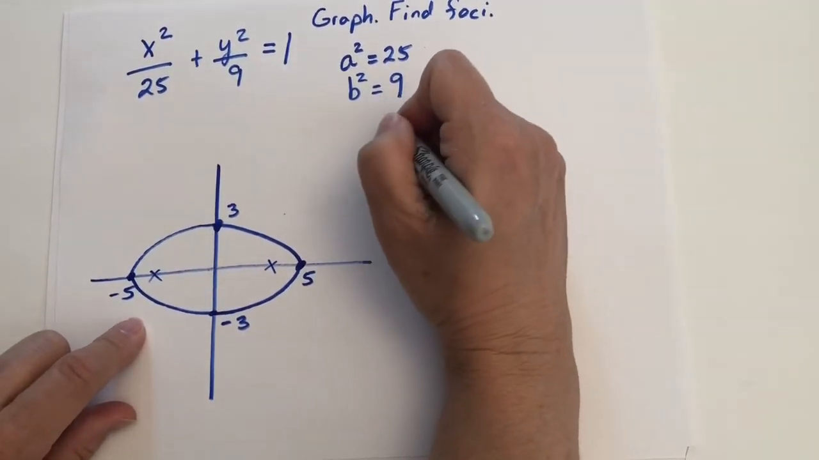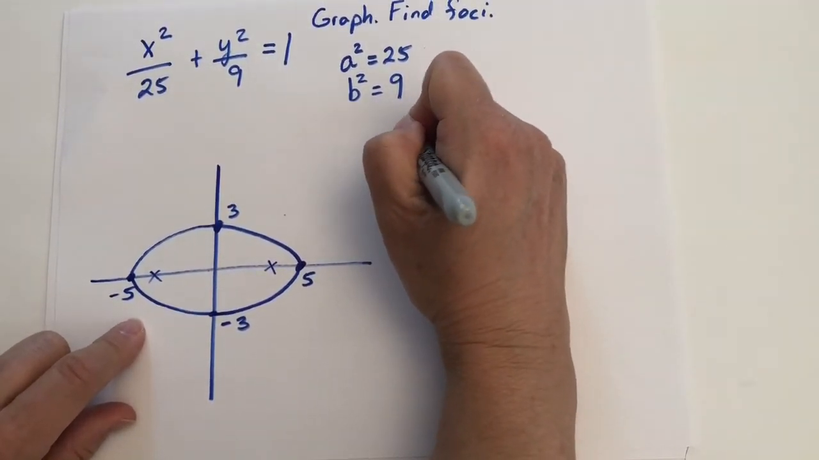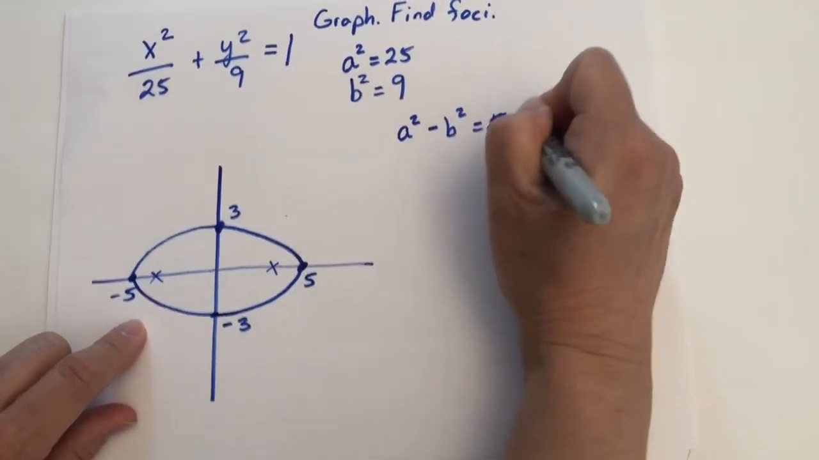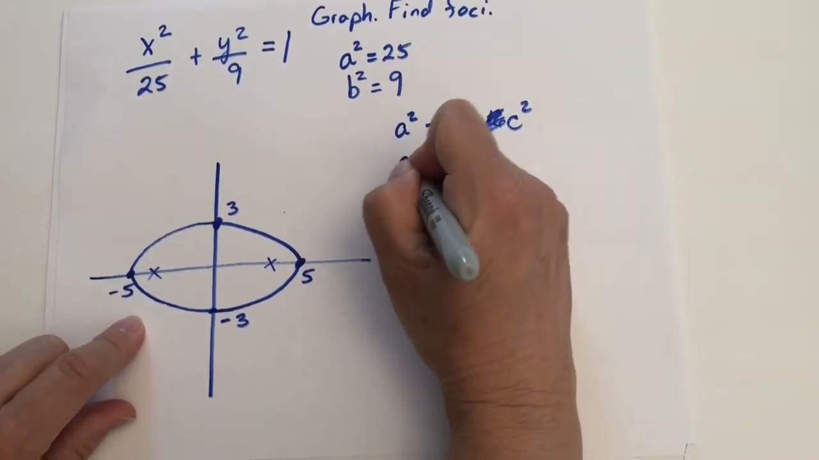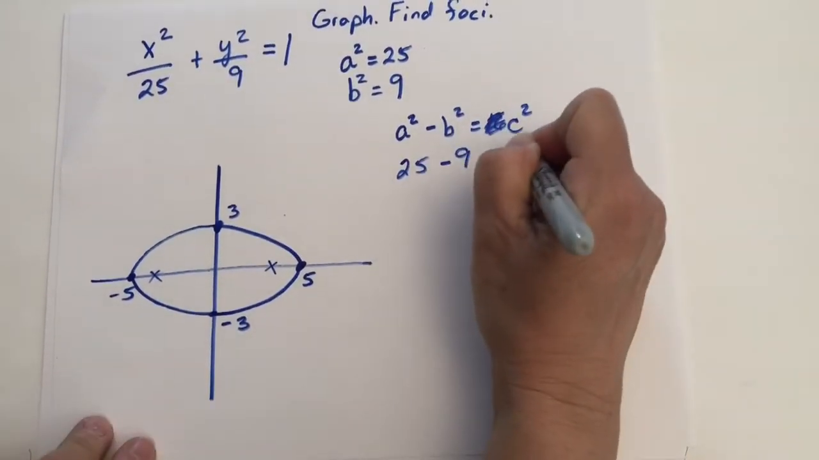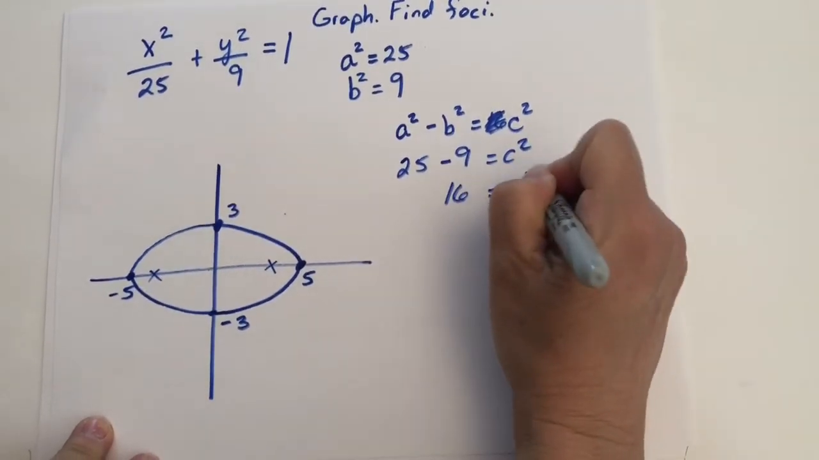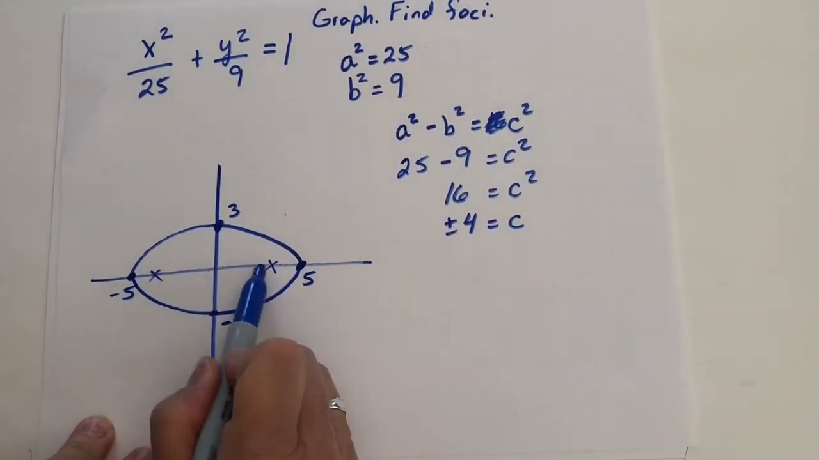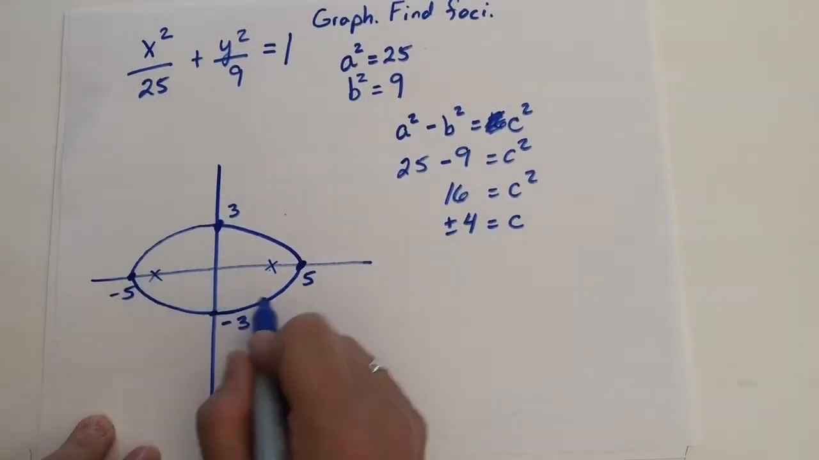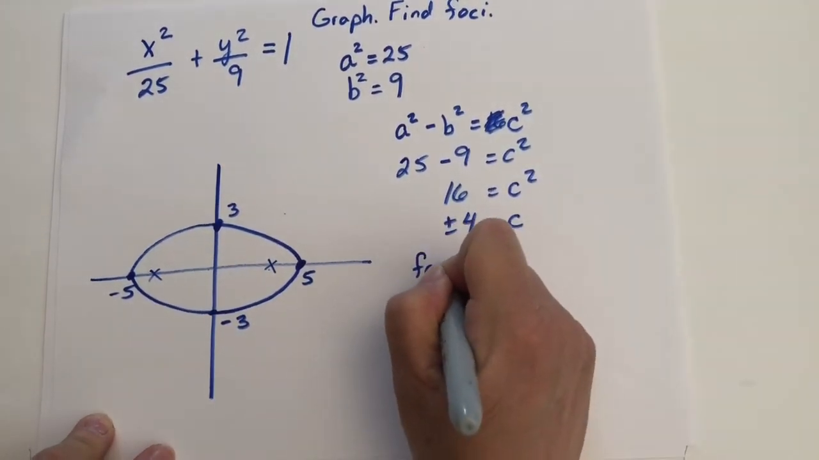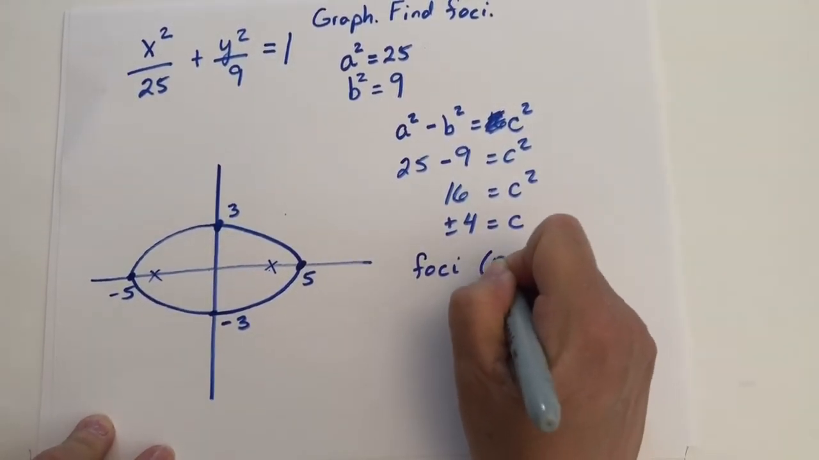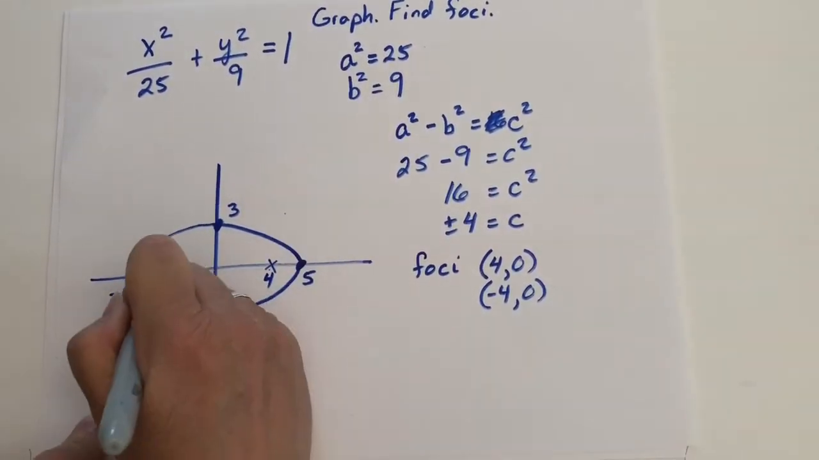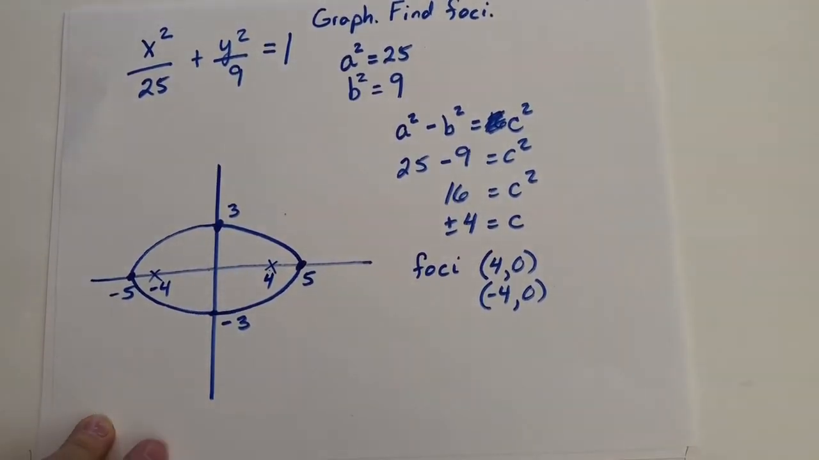So to find those foci, I know it's a squared minus b squared equals c squared. I already jumped to the number. So we have 25 minus 9 equals c squared. So we get c equals plus or minus 4. So from center, we go 4 this direction and 4 this direction. So our foci are at (4, 0) and (-4, 0), right here and here. And our problem is done.